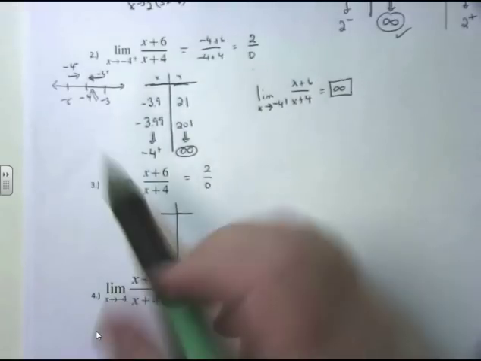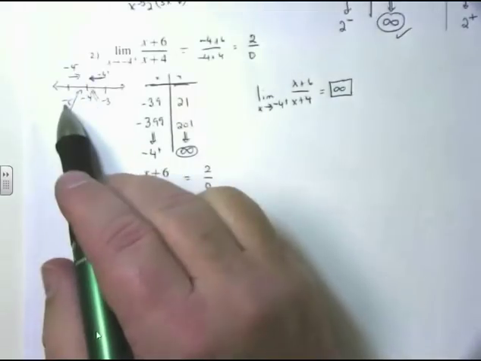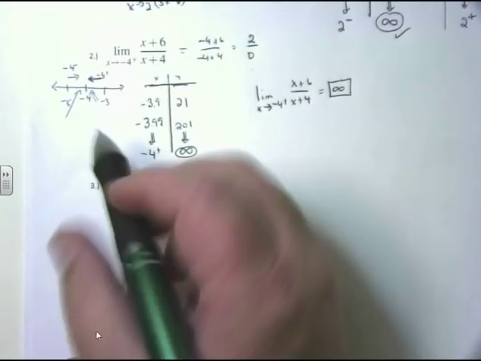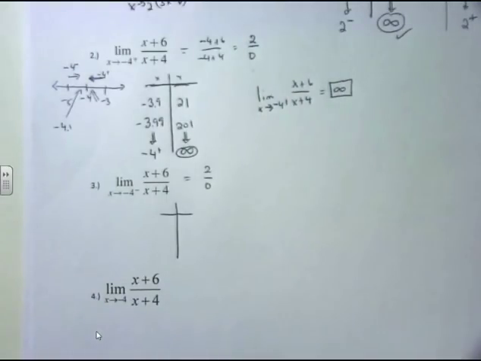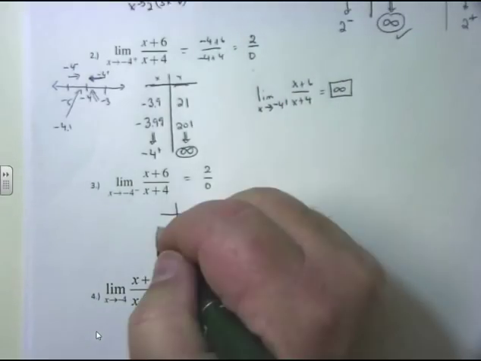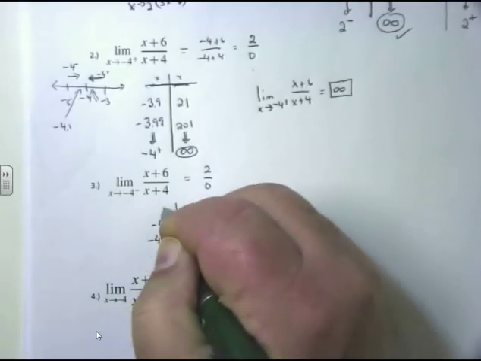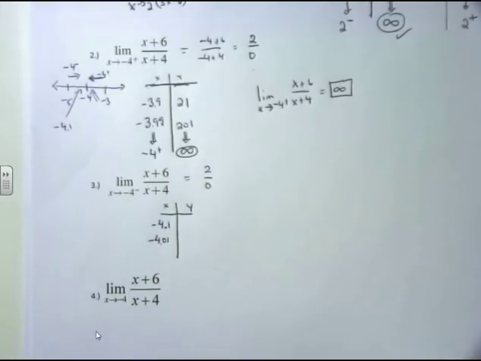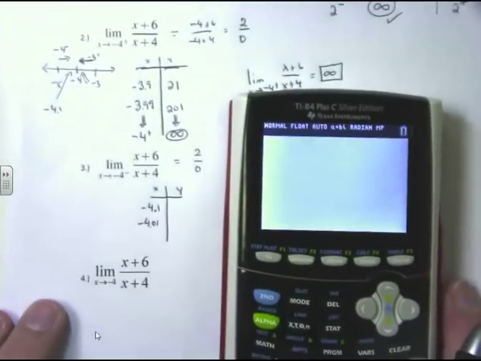So as you plug in numbers approaching negative 4 from the left, I've got to be smaller than negative 4. So remember, negative 5 is smaller than negative 4, so I want numbers like negative 4.1 and negative 4.01. So those are the numbers I'm going to plug in. Negative 4.1, negative 4.01 be x, and let's plug it in and see what we get y is.